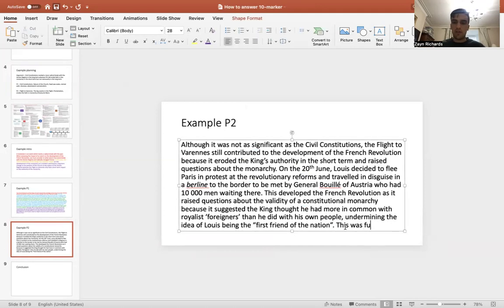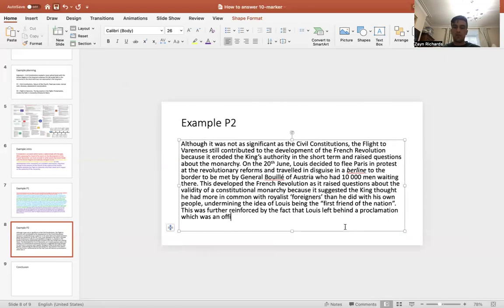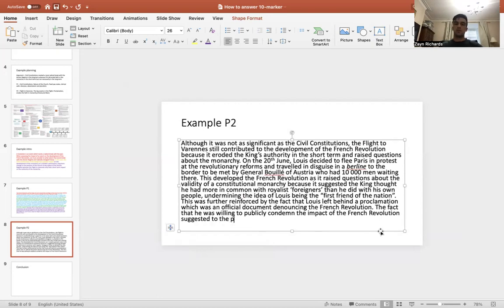We then would say this was further reinforced by the fact that Louis left behind a proclamation, which was an official document denouncing the French Revolution. The fact that he was willing to publicly condemn the revolution, not just condemn it in private, suggested to the people of France he had been against the revolution.